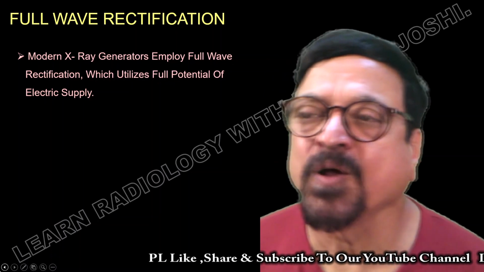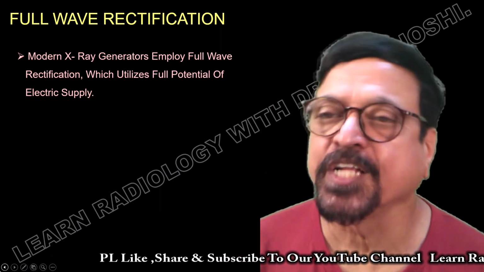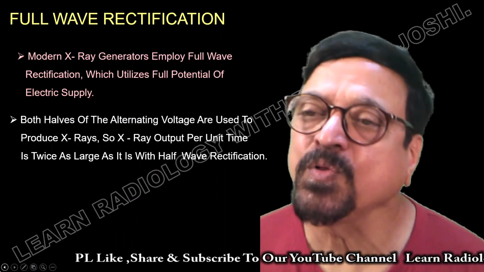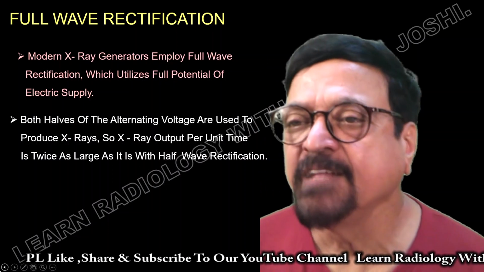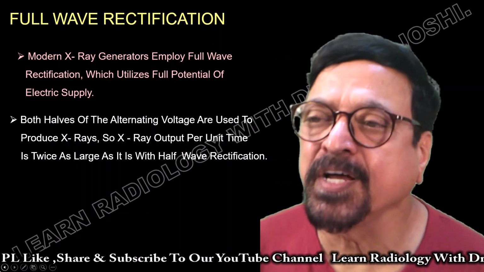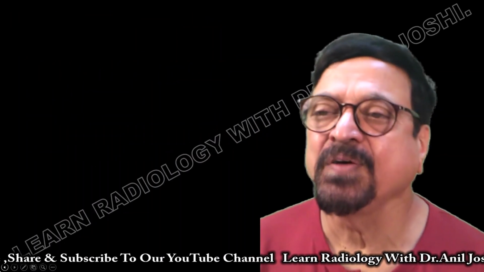Modern X-ray generators employ full wave rectification which utilizes the full potential of the electric supply. Then both halves of the alternating voltage are used to produce X-rays. So X-ray output per unit time is twice as large as it is with half wave rectification.